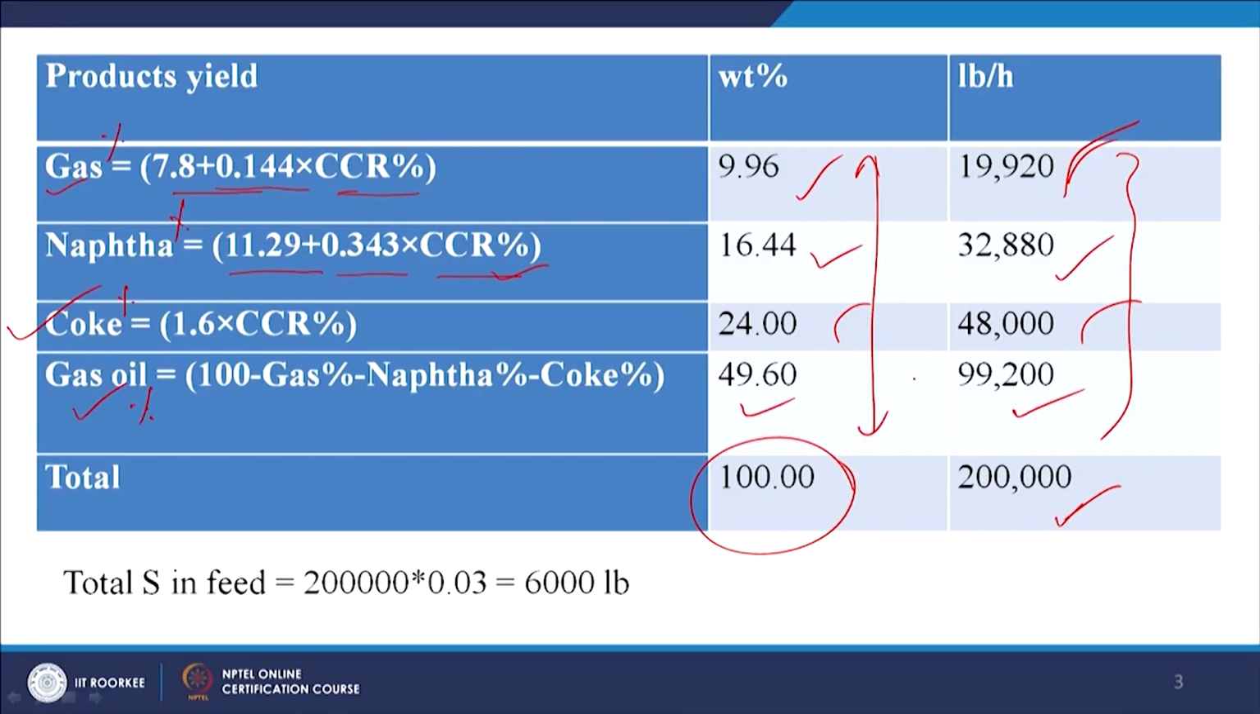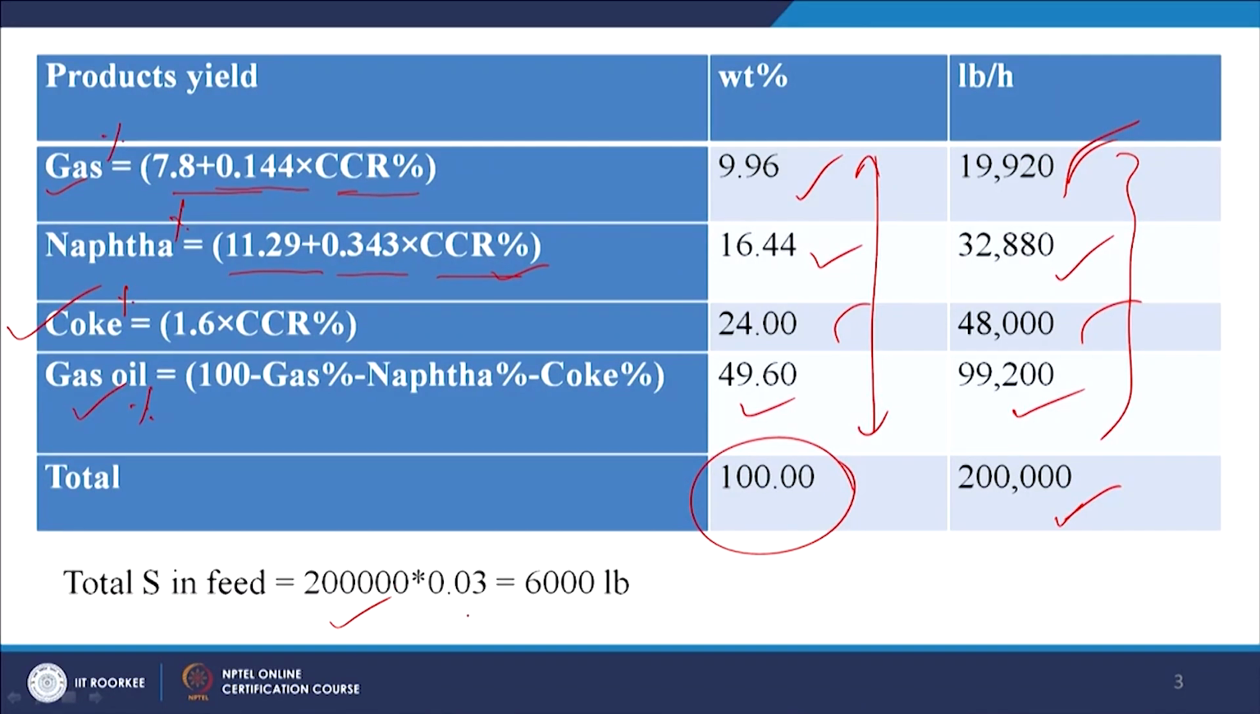So, how much sulfur did we have originally? It is given as 3% in the feed. So, 2 lakhs into 0.03 is equal to 6,000 pound of sulfur present in it. Here the basis is, say, 1 hour operation. If the plant operates 1 hour, then it will consume 2 lakhs pound of feedstock, and that will have 6,000 pound of sulfur.